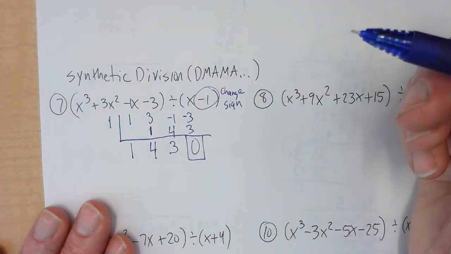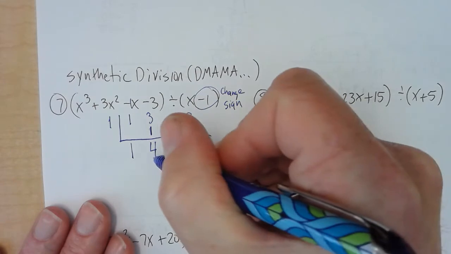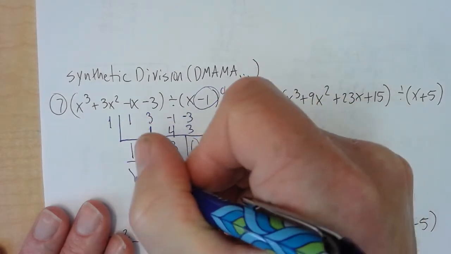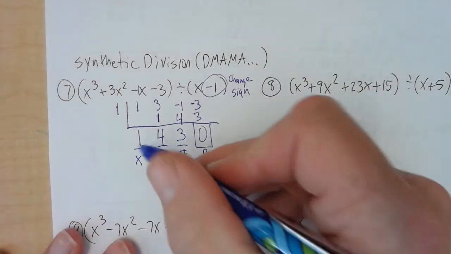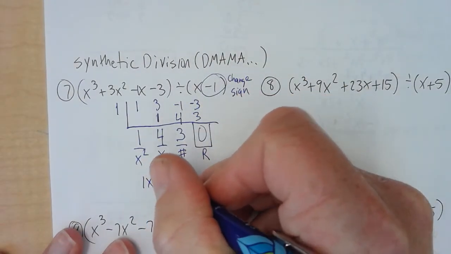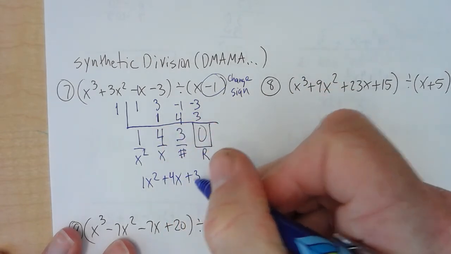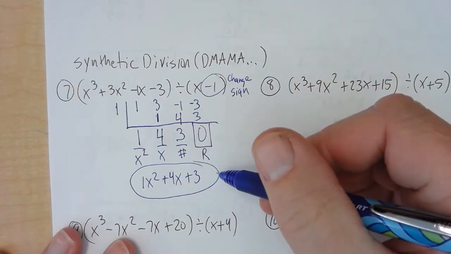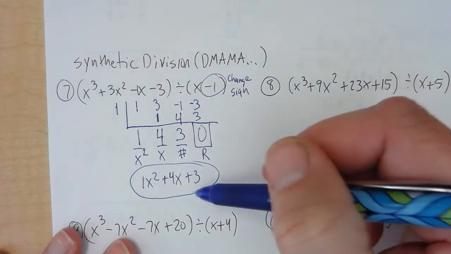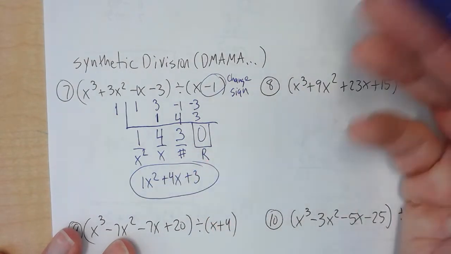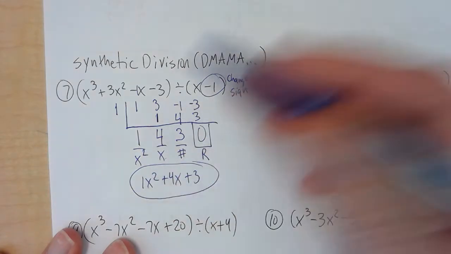The remainder is 0. So if this is the remainder, this is the number term, this is the x term, and this is the x squared term. So 1 is x squared, so we write 1x squared. 4 is x, so we write plus 4x. 3 is the number, plus 3. And that's the answer, no remainder. So dividing this with long division, synthetic division saved us time. That's the answer. You don't have to have that 1 there. I'm just letting you know that it means 1x squared. So you can leave that off, just x squared plus 4x plus 3.